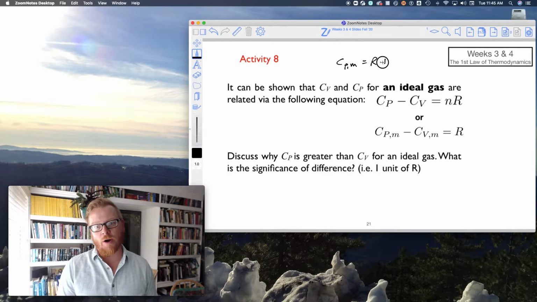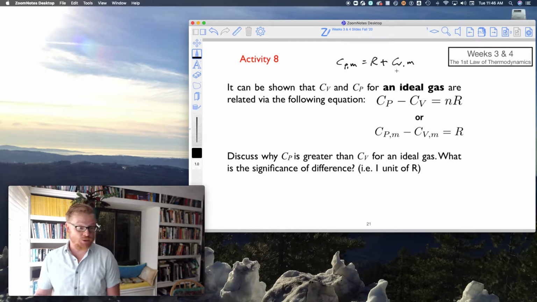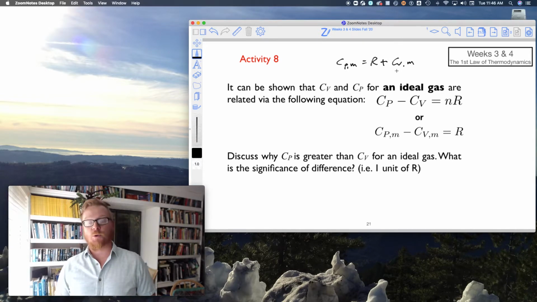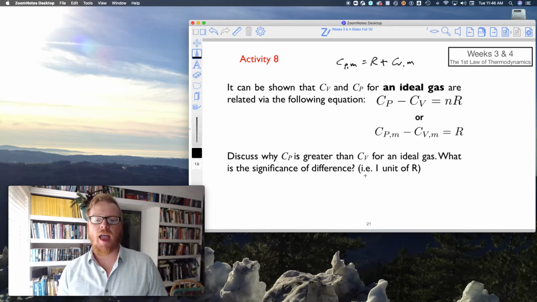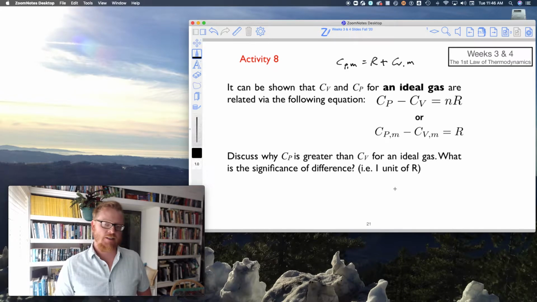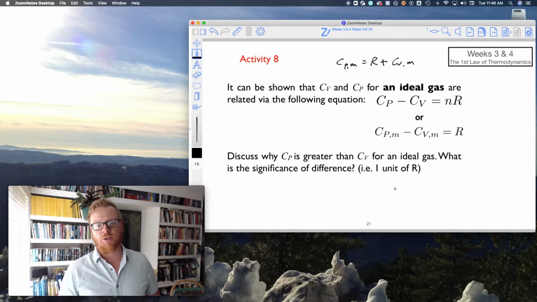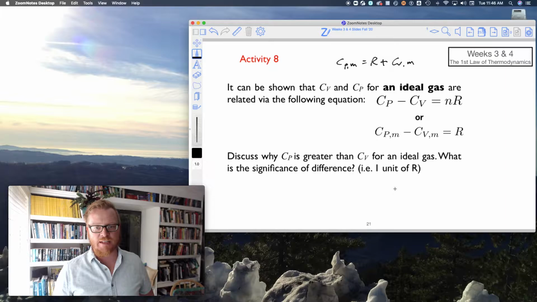CPm equals R plus CVm. So spend just a moment discussing or thinking to yourself, why is CP greater than CV? Okay, so you notice it's greater by one value of R. So it's greater by 8.314 joules per mole. So why is that? And what is the significance of that one unit of R?